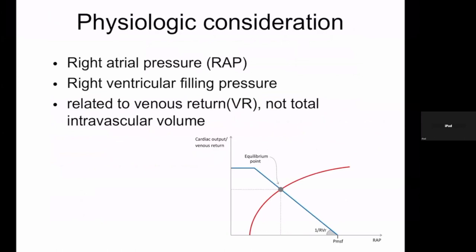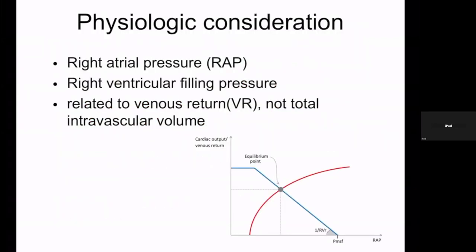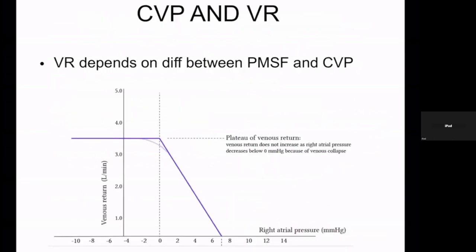Then coming to physiologic considerations of CVP. Actually, it replicates right atrial pressure or indirectly estimates right ventricular filling pressure. So as opposed to what we say, CVP does not indicate volume status. Actually, it indicates venous return to the heart.